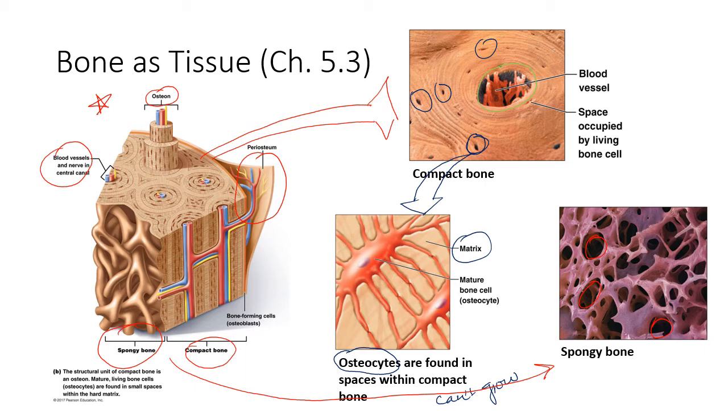So notice, spongy bone gets its name because it looks very spongy, whereas compact bone looks more compact. We've got these laminated rings versus this nice open, spongy structure here.